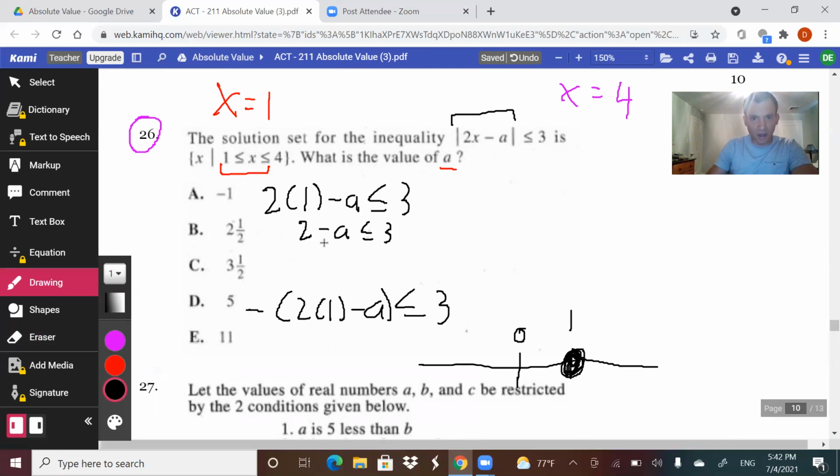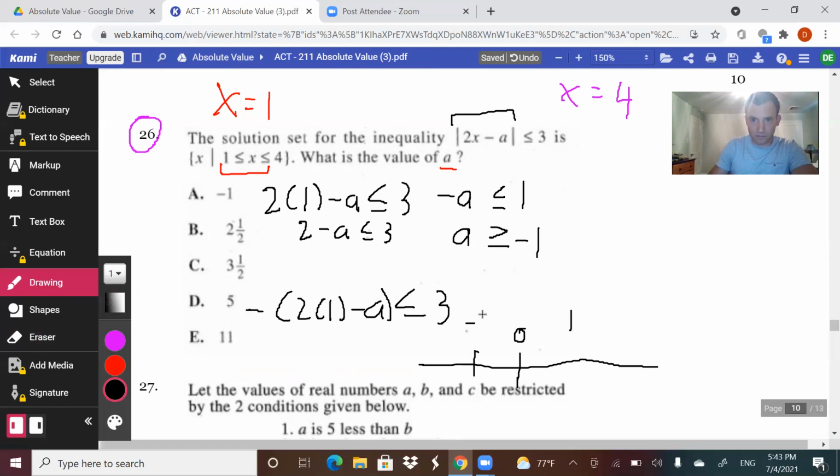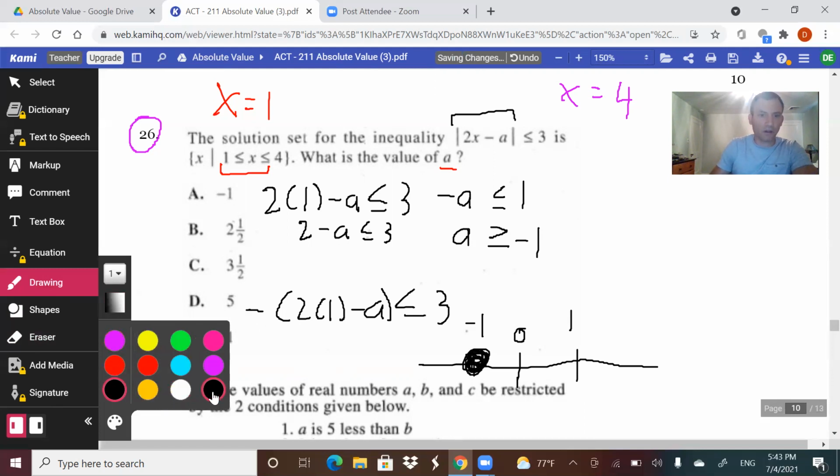So if we look at this again, we have negative a is less than or equal to 3 minus 2 is 1, not -1. So we actually don't flip. We will flip the sign, but what it will look like is a is greater than or equal to -1. So really, we're shading up from -1. And we're going to fill it in. Okay, so we'll shade up, but let's see the rest of this.